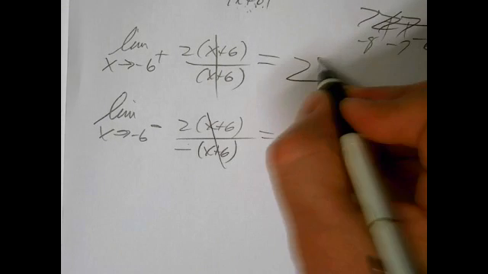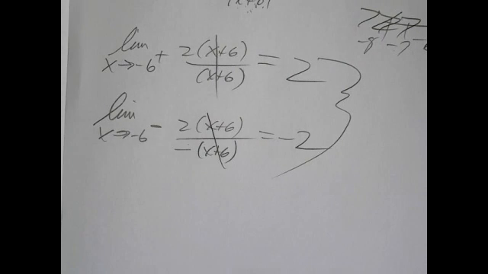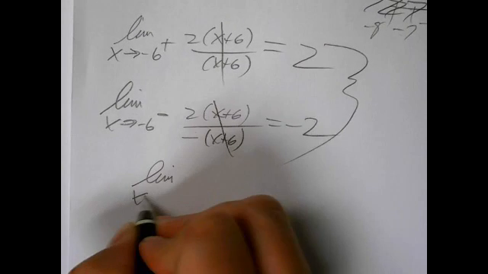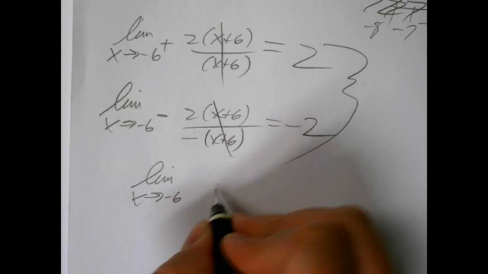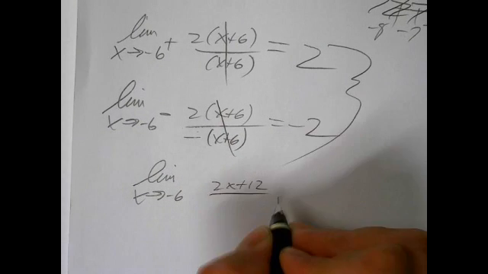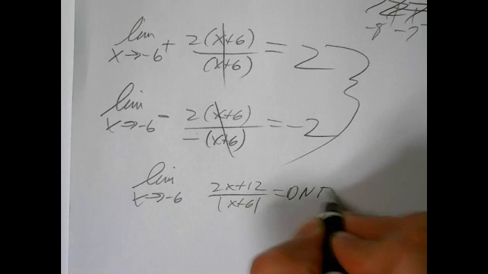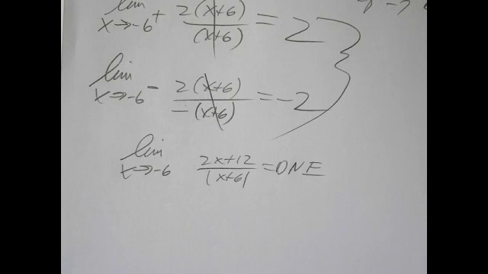So what I've just discovered is that the left-hand limit and the right-hand limit are different. Therefore, the limit as x approaches -6 of 2x plus 12, going back to the original, over the absolute value of x plus 6, does not exist. Its left-hand limit existed, its right-hand limit existed, but they did not equal each other. So overall it does not exist.